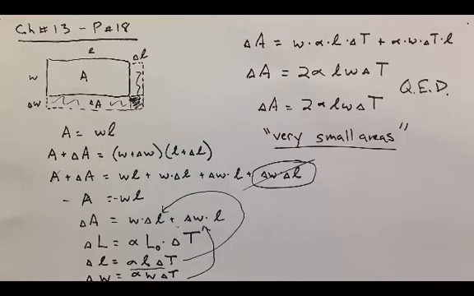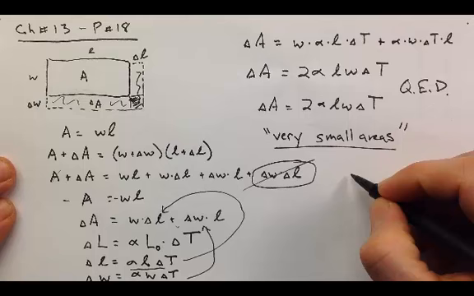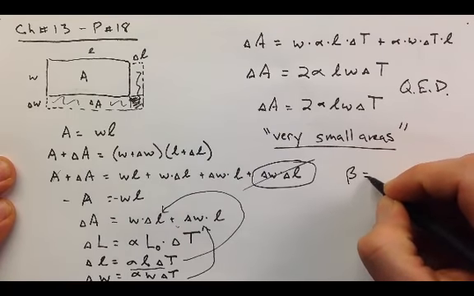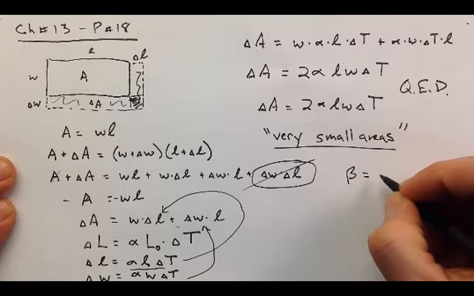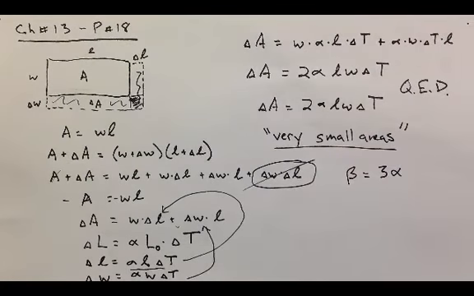And I'm going to leave it to you as an exercise to show that for most materials that beta, the volume expansion, is actually equal to 3 alpha for the same material. So you could do a similar derivation in 3 dimensions that would work for that.